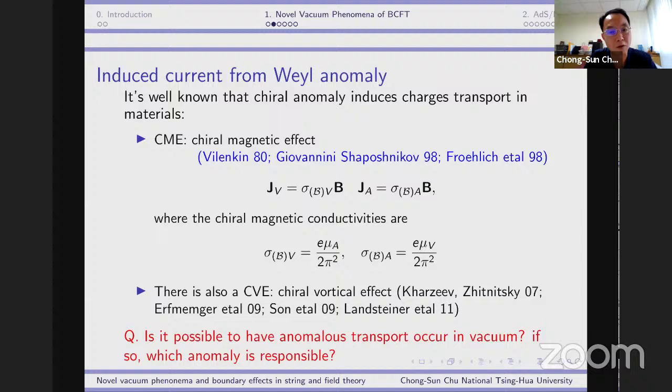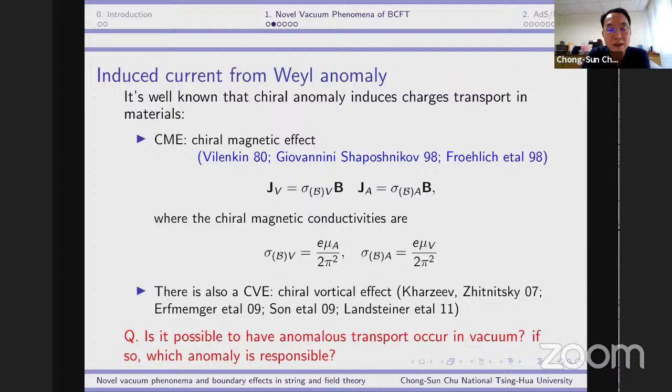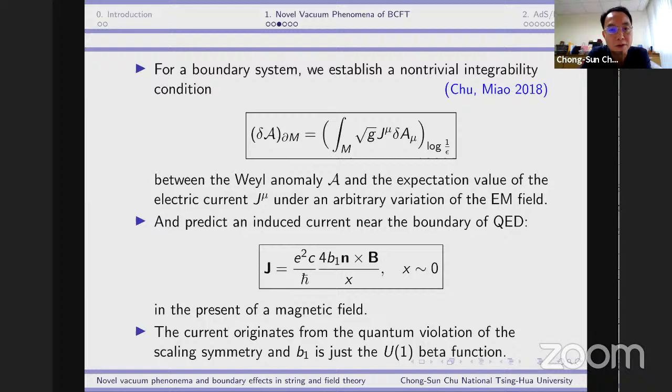So one may wonder if it is possible to have this kind of anomalous transport in vacuum, where there's no chemical potential, but the anomaly still can play a role. This is the first question which basically started the research a few years ago. So, in 2018, we discovered a relation between the boundary and the Weyl anomaly.